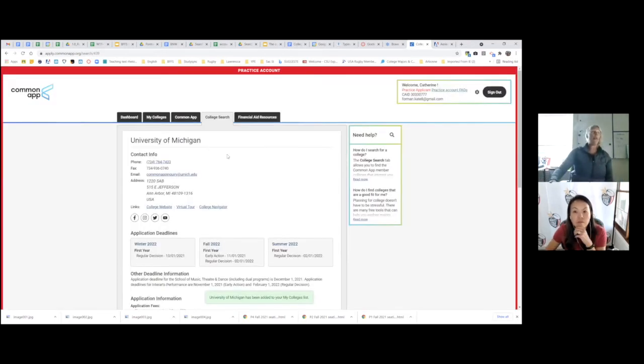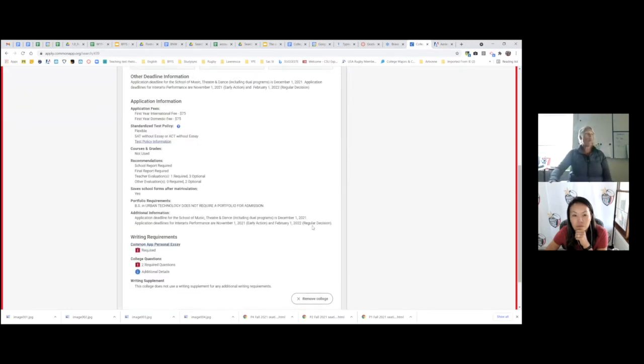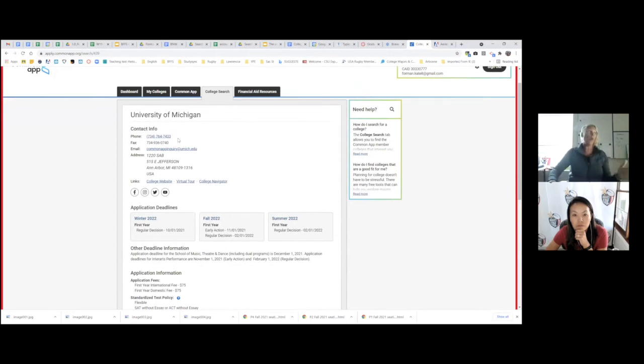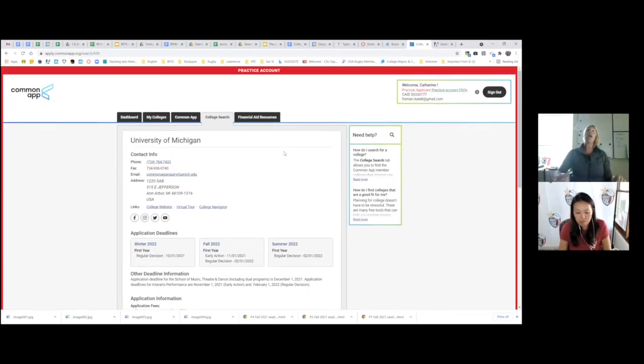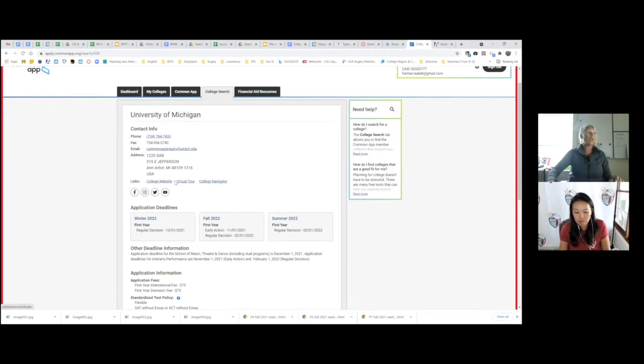So now what happens once you're in the college search and you have found it? You're going to get a breakdown of what University of Michigan is looking for. It's going to give you their phone and their fax and their email. It's going to give you their basic address. And it will link you to their college website. You can take a virtual tour and use all the college navigating resources as well. So even if you're like, I don't know that I want to add them to my application, you can search a college, get to their dashboard, and then just start taking a look and connecting with them on social media, which will then maybe inform your choices.